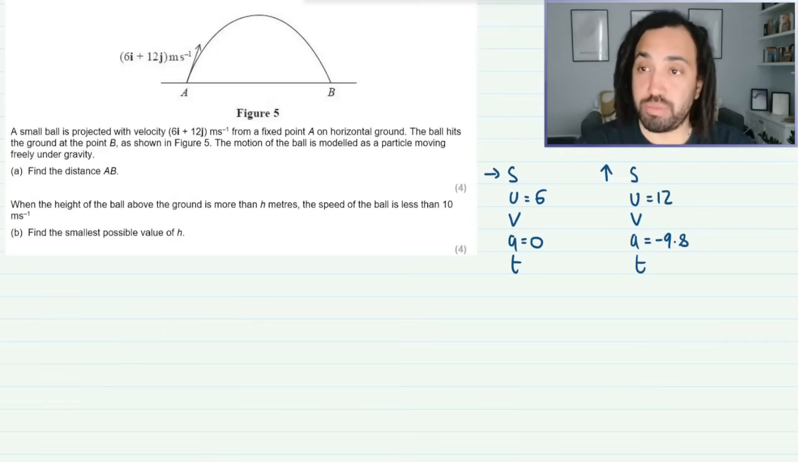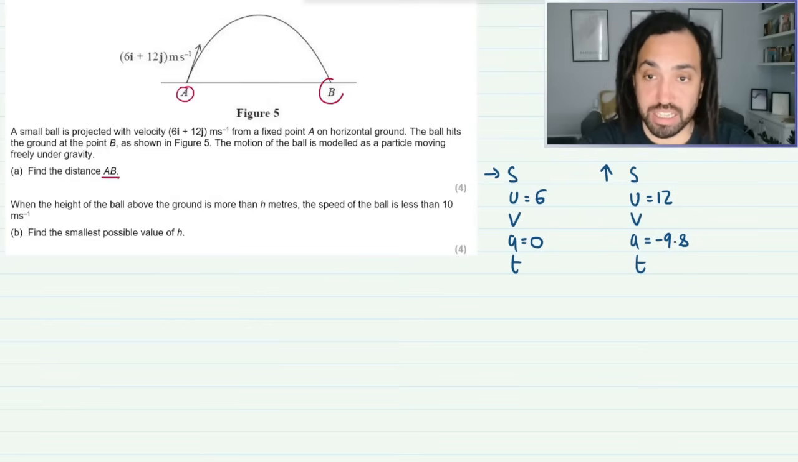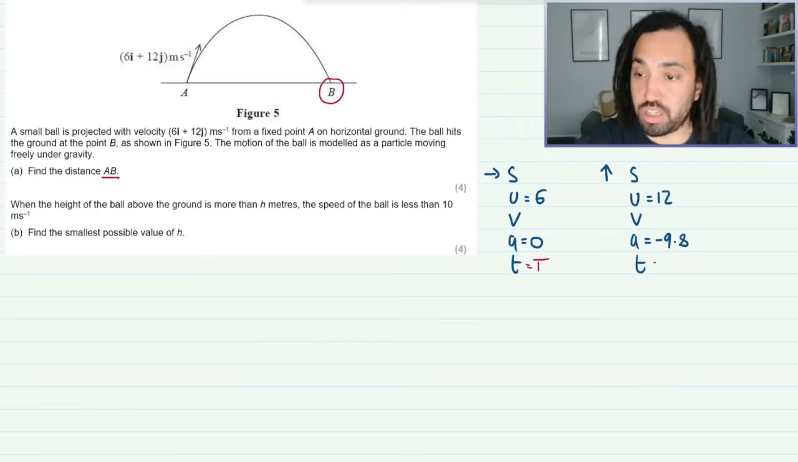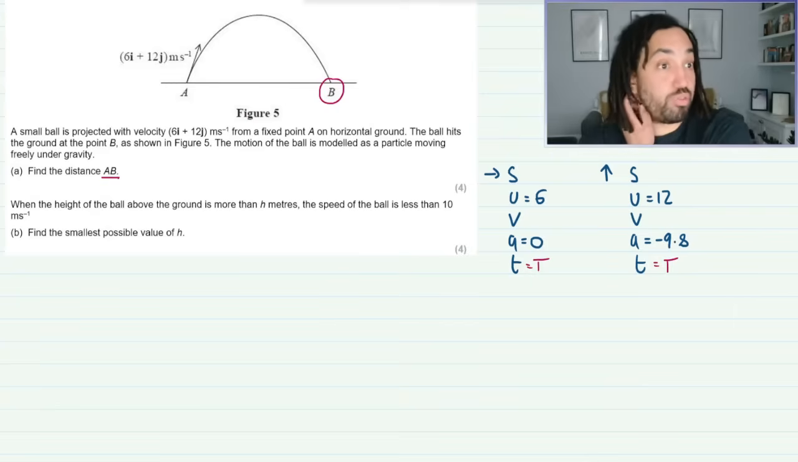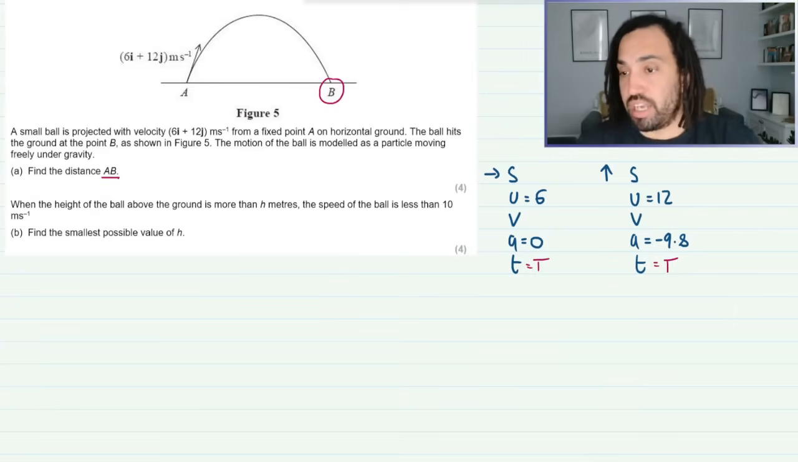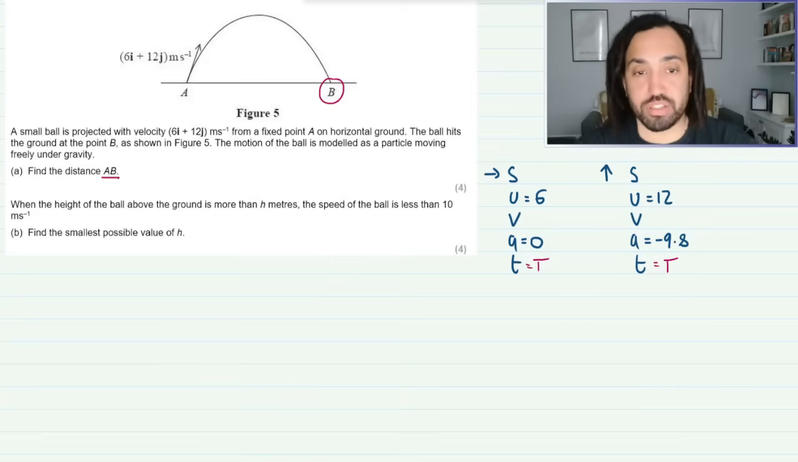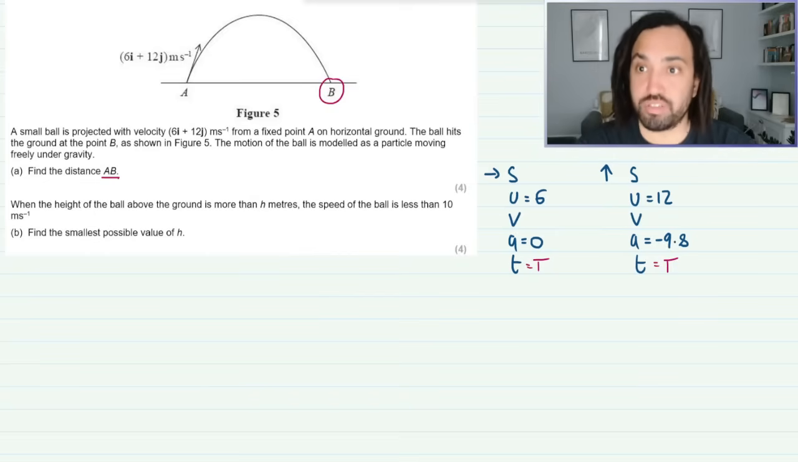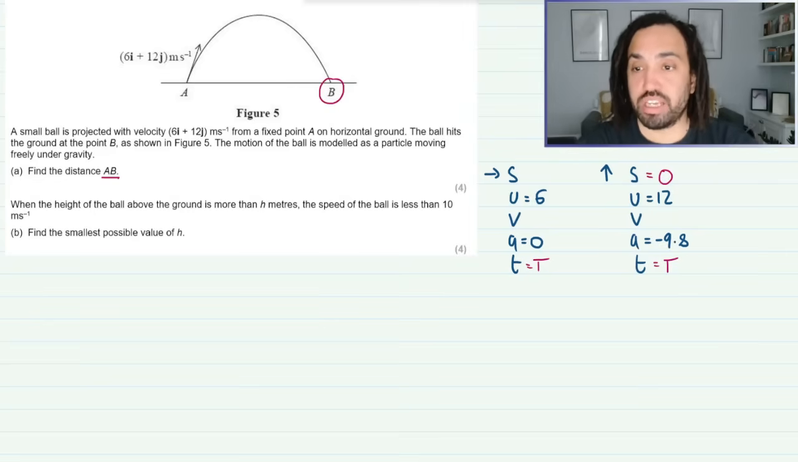And what's great about is if you look at a particular point, and in this case we're trying to find the distance of AB. So A is our start, so we need to investigate this point right here. We know always that the time will be the same in both directions. Okay, so what does that do? How does that help us find the distance? Well, we know something else, don't we? We know that at that particular point, it's hit the floor, so it's gone back to where it started from in terms of its vertical position. Okay, so let's go with that one then.